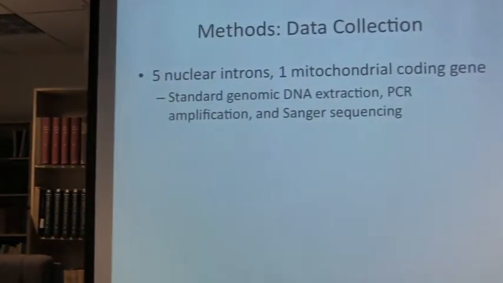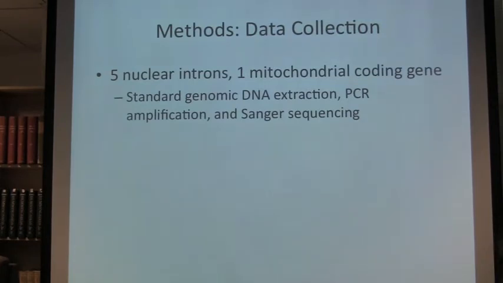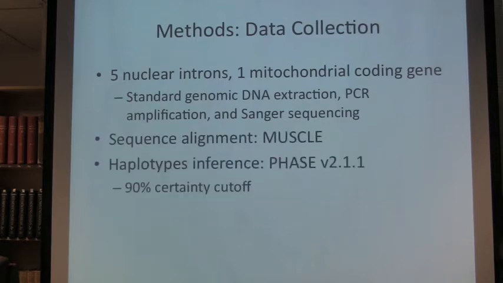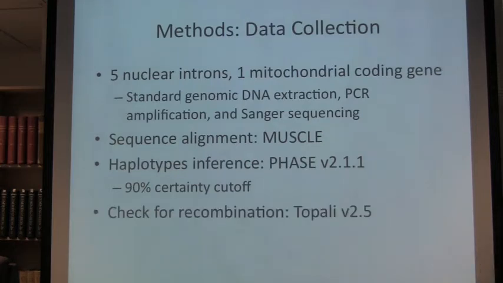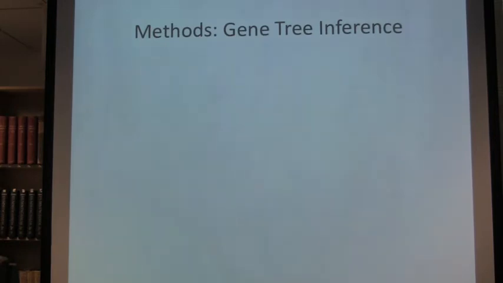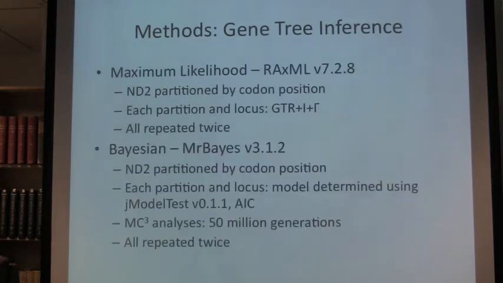I sequenced 5 nuclear introns and 1 mitochondrial coding gene for these individuals using standard Sanger sequencing methods. Sequences were aligned in MUSCLE. Haplotypes of nuclear introns were inferred using PHASE. And I checked for recombination using TOPOLOGY. For gene tree inference, I inferred the gene trees using both a maximum likelihood and Bayesian approach using the parameters shown here, and all of these gene tree inference analyses were repeated twice.